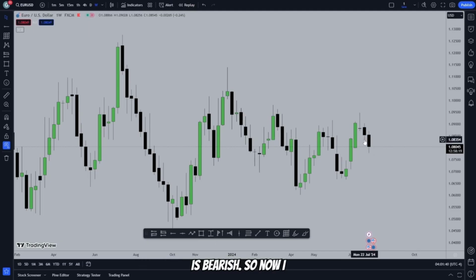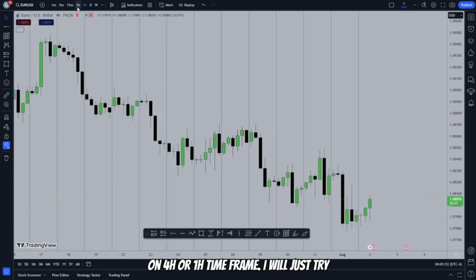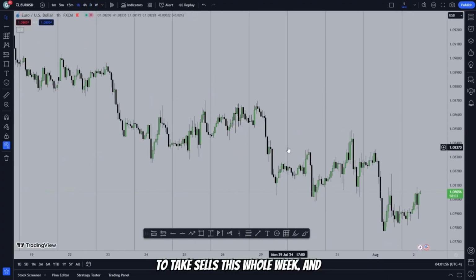So what's the last week? Last week is bearish. So now I assume that this week will be also bearish, right? So now I'll take the sell. I will try to take the sells on 4h or 1h time frame. I will just try to take sells this whole week, okay? And if I get one good sell on Tuesday or on Wednesday, right? If I get one good sell, I will hold that trade for 2 or 3 days, okay?